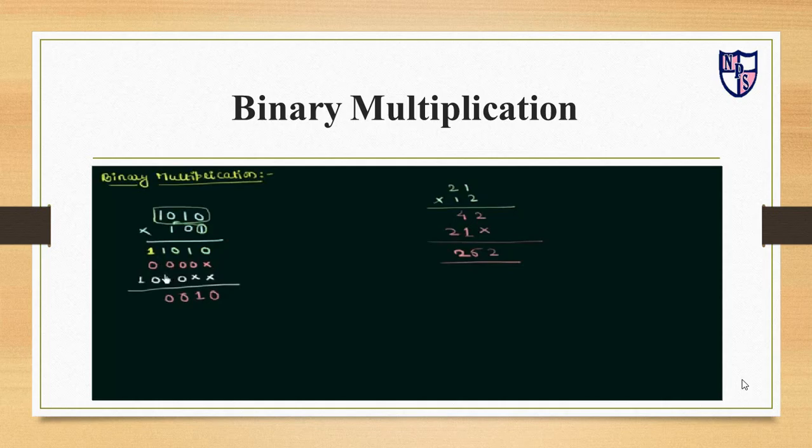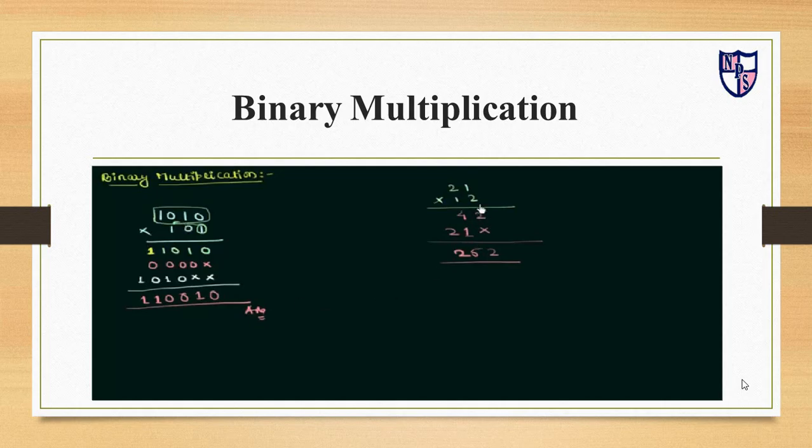This addition thing we have already discussed. 1 plus 0 is your 1, and 1 plus 0 is your 1 again, so writing 1, and the 1 alone here is written in this way. So 110010 is your answer of this multiplication shown here.